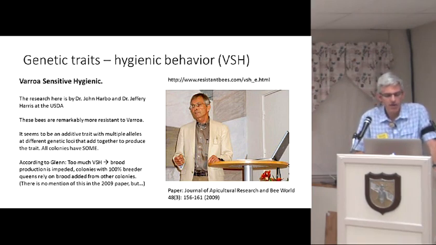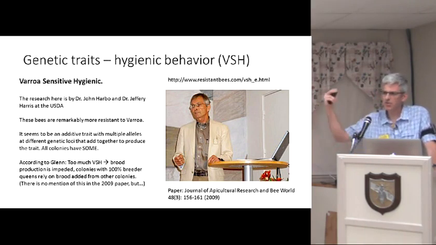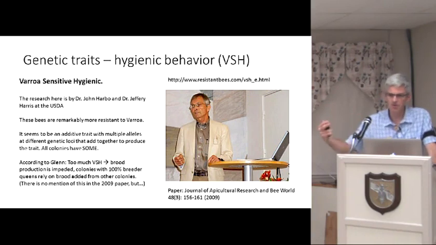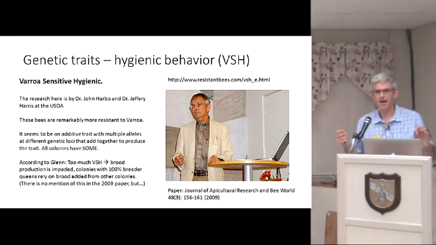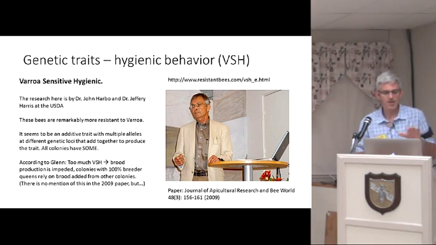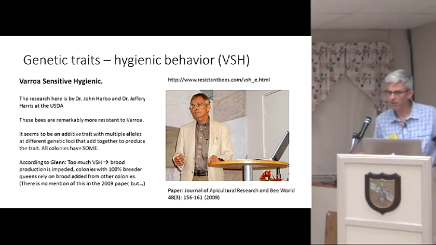Now, I looked at the original paper that's cited there, in 2009. There's no mention of a decrease in the quality of the bee reproduction, but Glenn mentions on his website that too much of the VSH trait causes a decrease in the amount of brood production. And they were saying that the optimal is about 50% of the alleles, and then you get a lot less varroa and still good production of bees. That's pretty interesting. So a lot is still being figured out. How do they do this? How does this work? What are these genes?